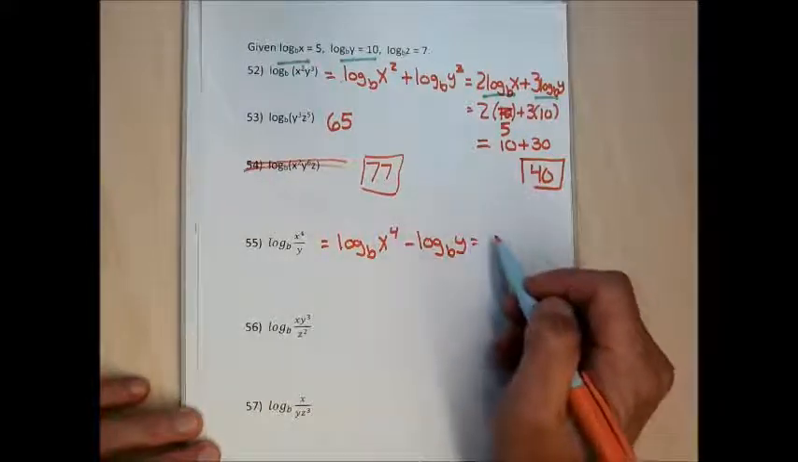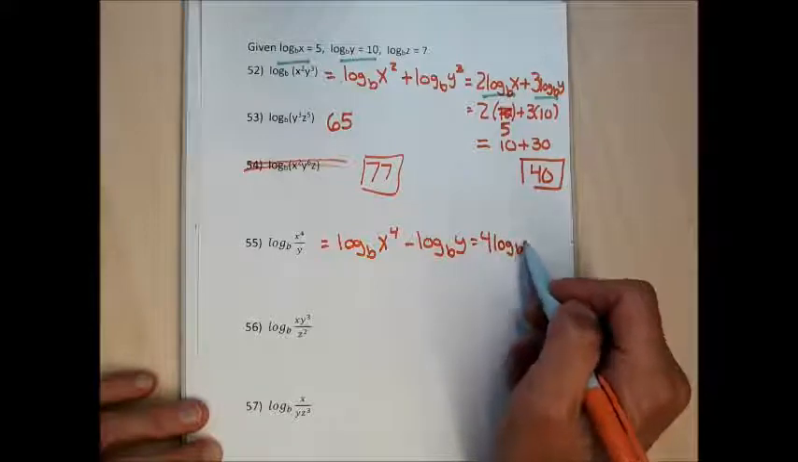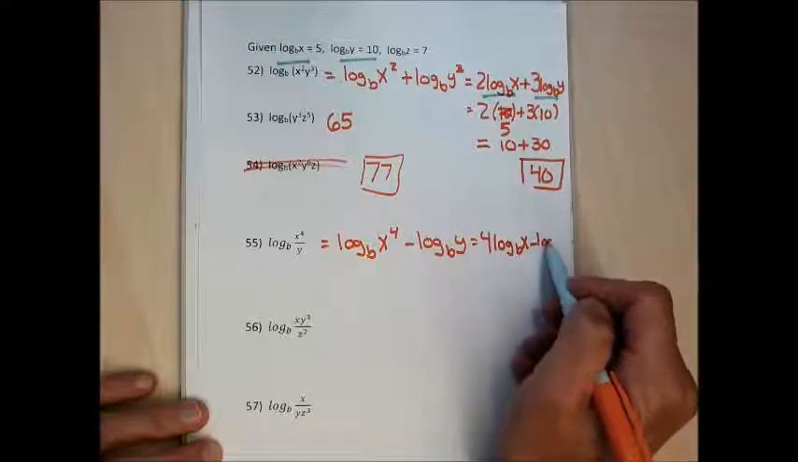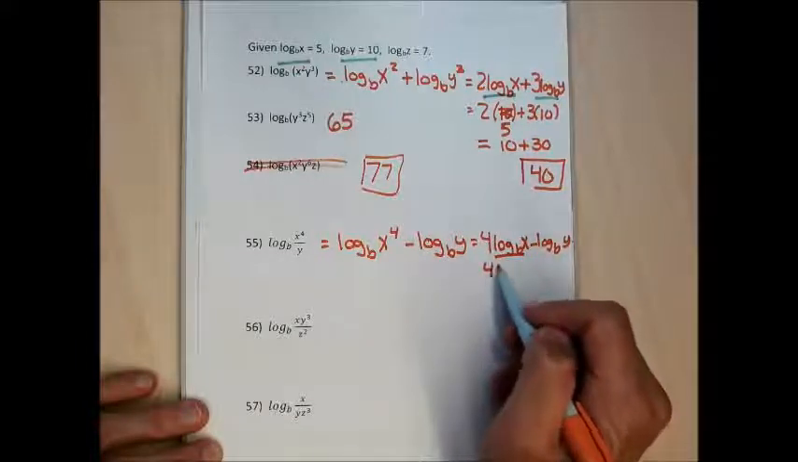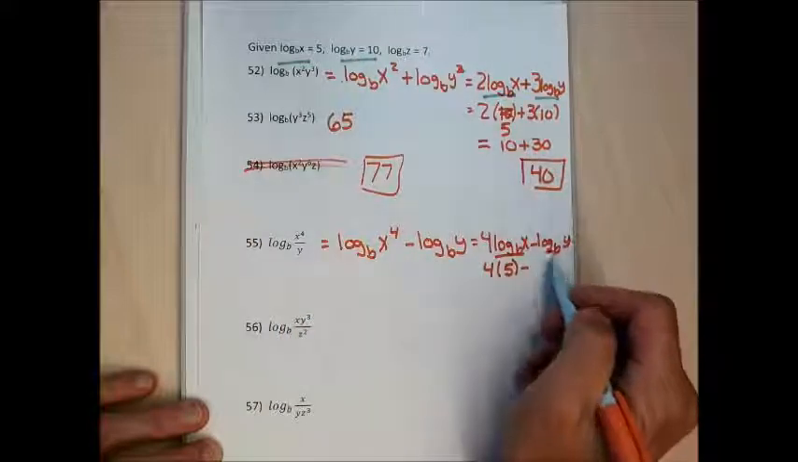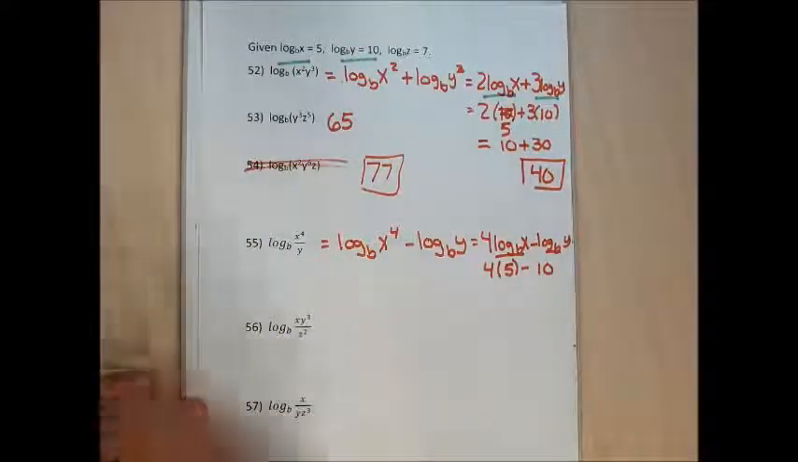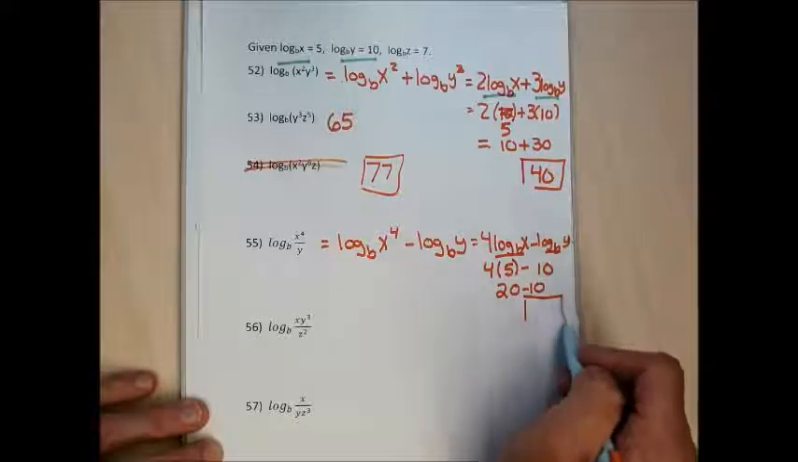Next, I'm going to make the exponent on the x logarithm a coefficient. And now in for the log base b of x, I'm going to plug 5. And in for the log base b of y, I'm going to plug in 10. So this is going to be 20 minus 10, and the whole answer is going to be 10.